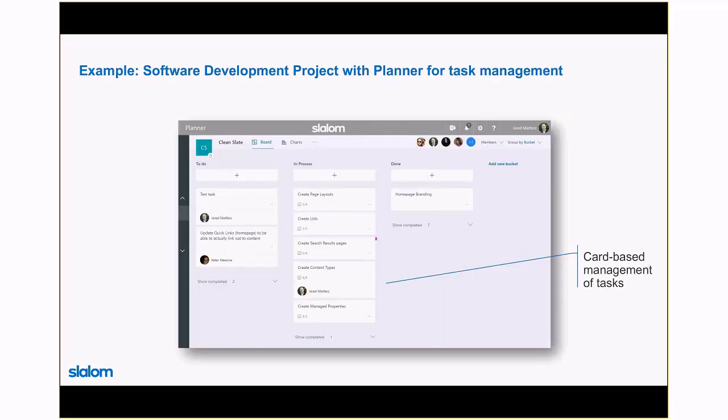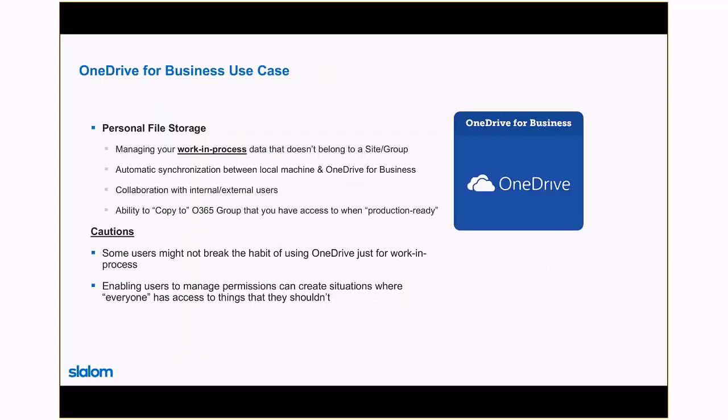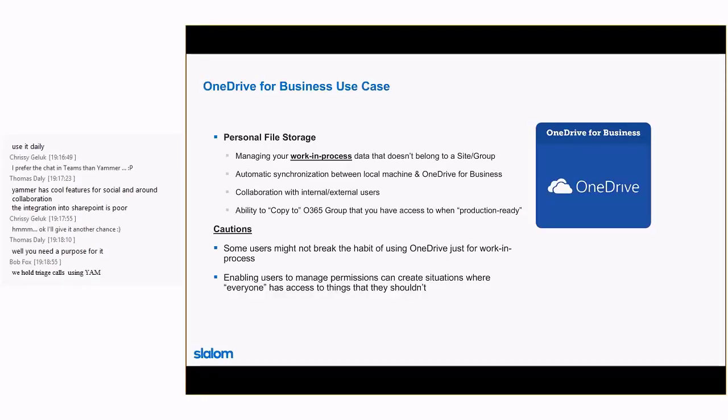I didn't go too much. Yeah, cool. So really just a quick use case for OneDrive, as I said before, is managing that work-in-process content that might not belong in a site or in a group, or if you want to synchronize, sort of cloud backup, for lack of a better term, between your local machine and that OneDrive for Business service, so that you can access it from within the client, or within the web view or the mobile app to see those files.